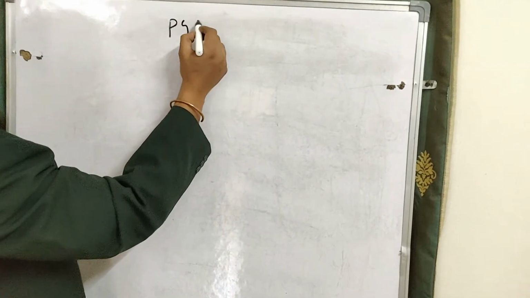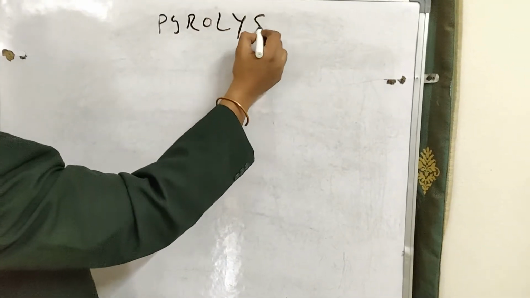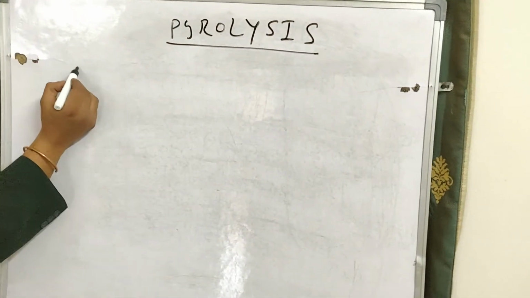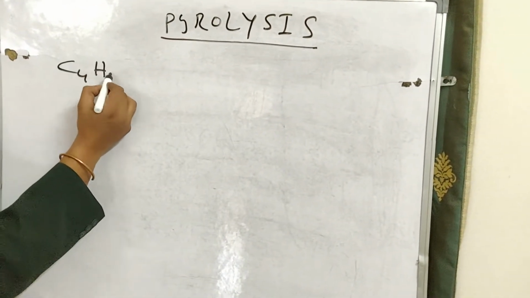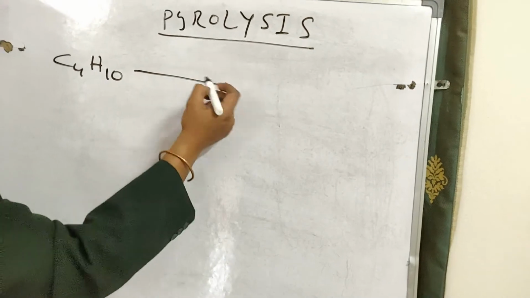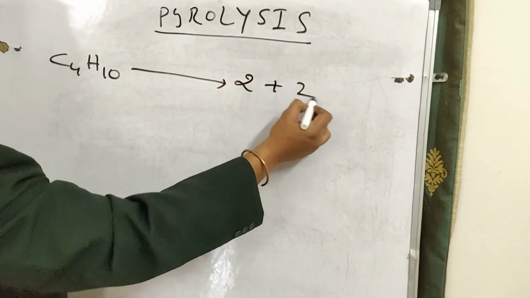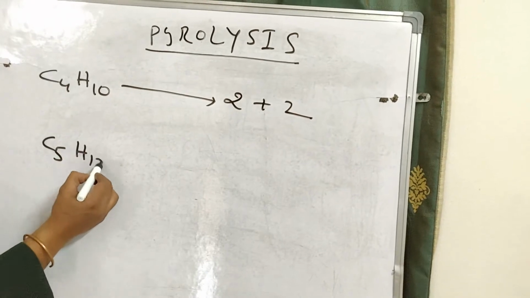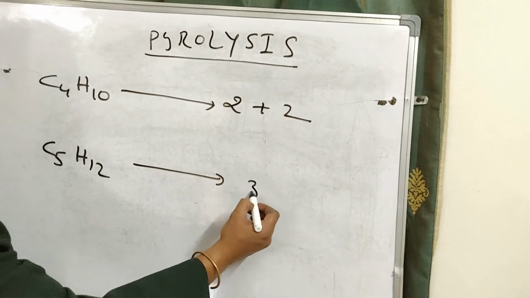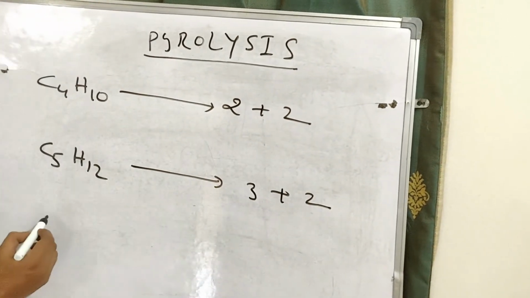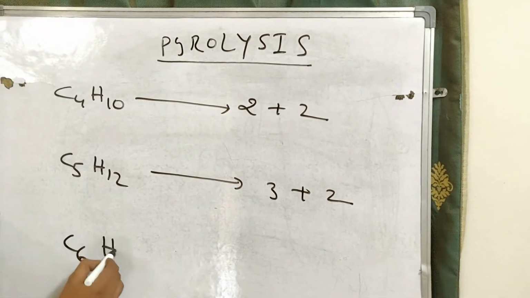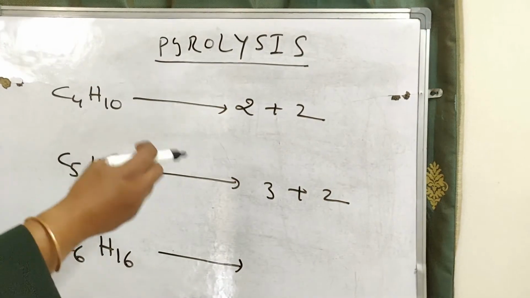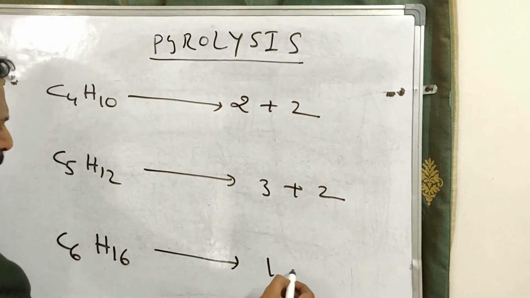Pyrolysis. This is butane, C4H10. My technique is 2+2. Now pentane, C5H12. My technique is 3+2. Next hexane, C6H14. My technique for this one is 1+2+3.